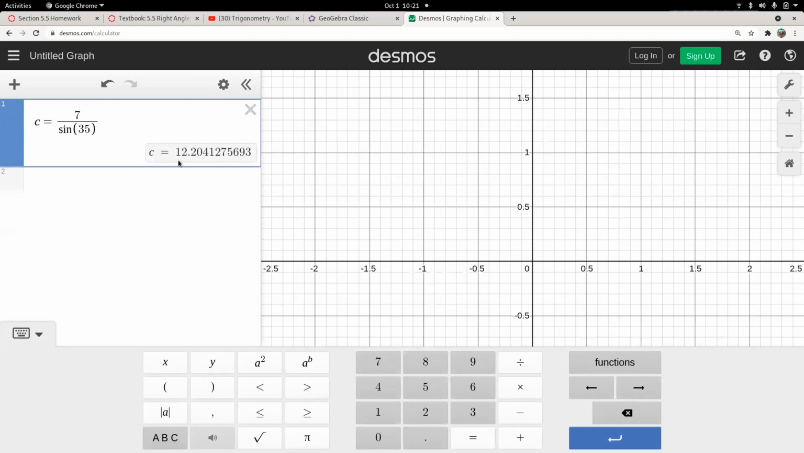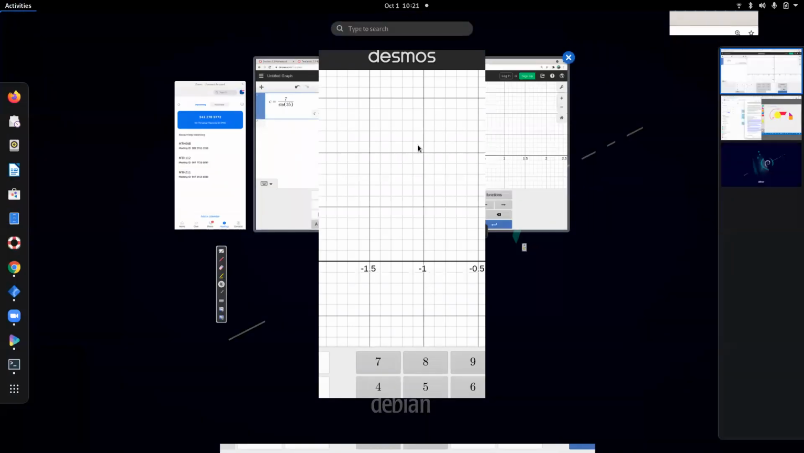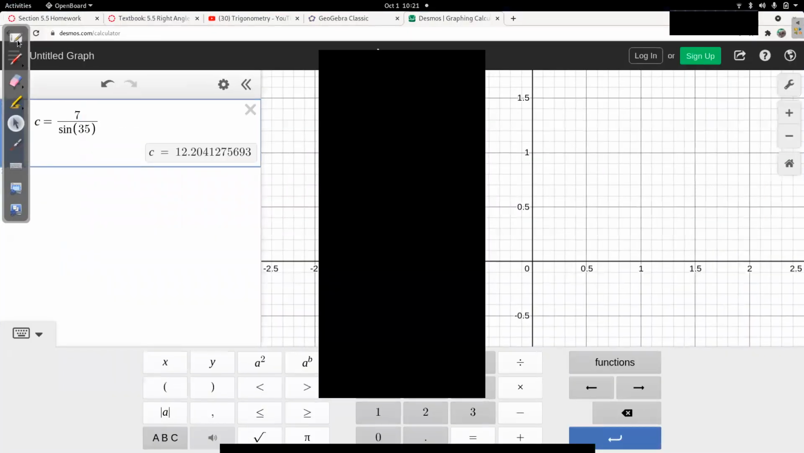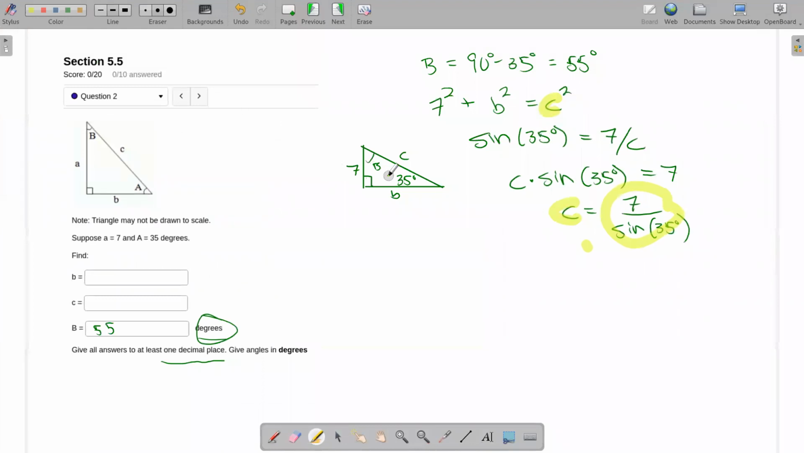And I get C should be 12. Now remember, I tried to redraw my picture to be more accurate. So let's see, what did it say, 12.2-ish? Yeah. So in my picture, and again, I did my best estimate of 35 degrees. That doesn't look too bad. 7, C has got to be quite a bit longer than 7. So yeah, 12.2 seems reasonable. So this right here, my C is approximately 12.2, whatever units I'm working with.